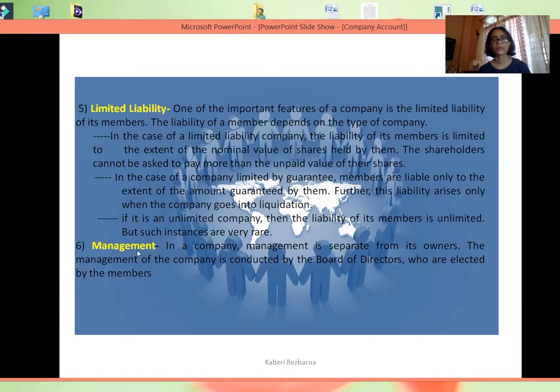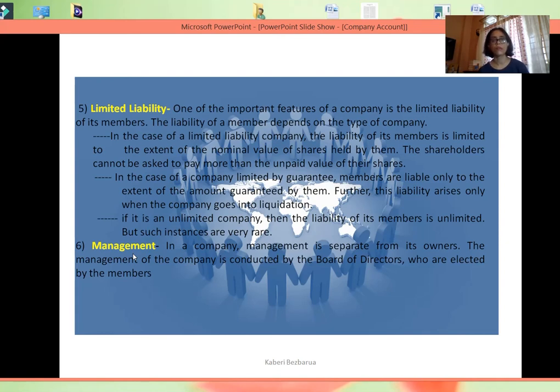Last but not the least is the management. In a company form of business, the ownership is separate from the management. The day-to-day business of the company is run by a board of directors, but the members of this board of directors are elected by the members themselves. Here, ownership is separate from the management. It is carried on by a separate set of persons, but these members or board of directors, as we commonly know them, are elected by the members themselves.